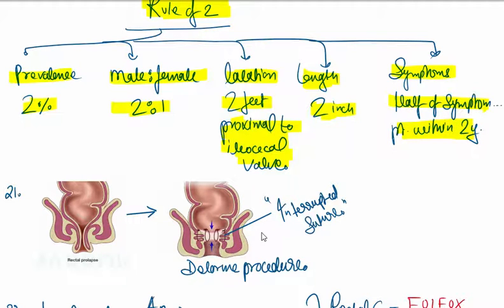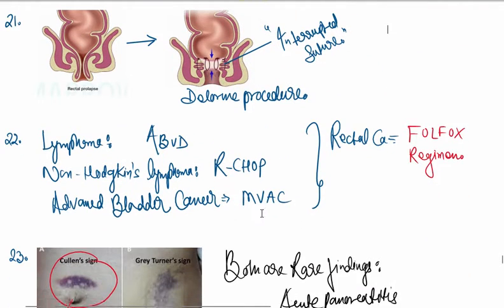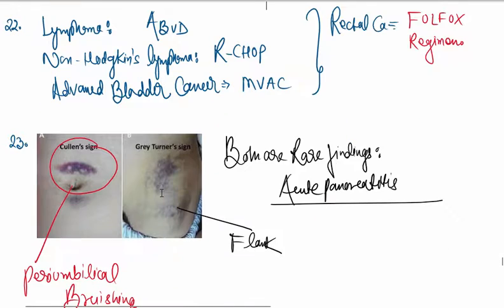Okay, next one. So what is this? We see rectal prolapse, and this procedure is the Delorme procedure. Here the interrupted suture is given. Next one. For lymphoma, the chemotherapy regimen ABVD is used. For non-Hodgkin lymphoma, the R-CHOP regimen is used. For advanced bladder cancer, MVAC is used. For rectal carcinoma, the FOLFOX regimen is used.